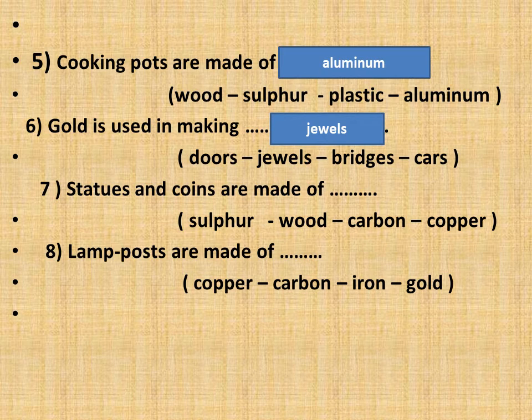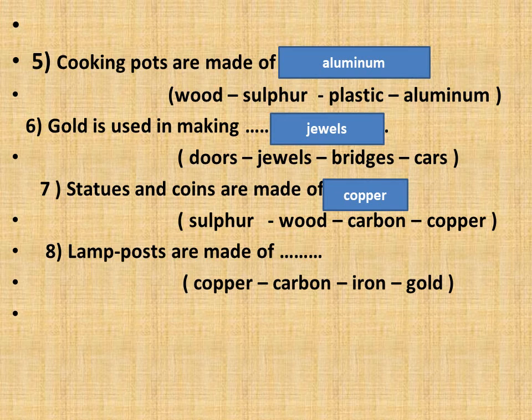Number 7, statues and coins are made of sulfur, wood, carbon, or copper. When we want to make statues and coins, we use a metal that can be bent and reshaped. Let's see which is the metal. Sulfur, no, sulfur is a non-metal. Wood, no, it can't be bent or reshaped. Carbon is a non-metal and can't be bent or reshaped. Copper is a metal, so copper can be bent and reshaped. So we use copper.